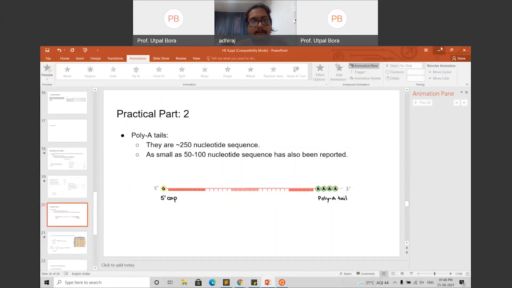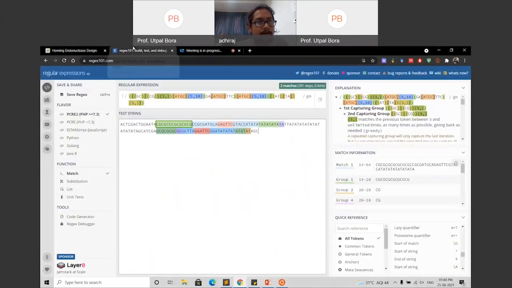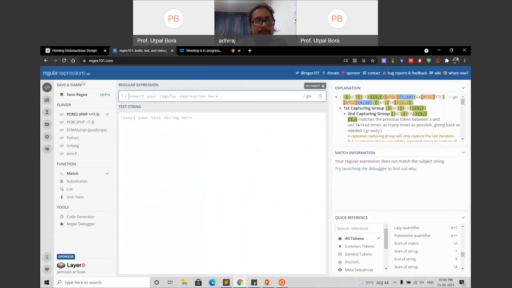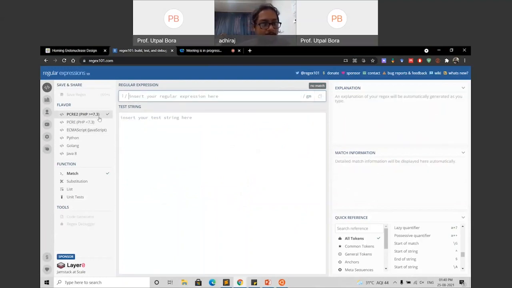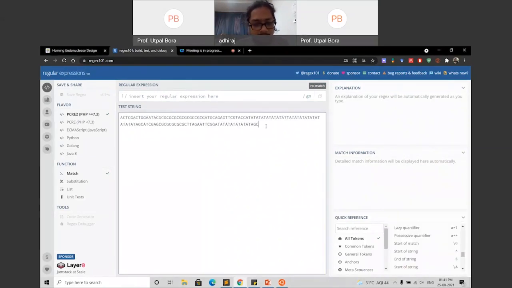As I said, for regular expressions, there is a website called regex101 where you can test your code, and they will give you the interface for all these languages as well. All right. So let's start with our sequence. I have a sequence over here. Paste this sequence and put some A at the end. Suppose this is our poly A tail.